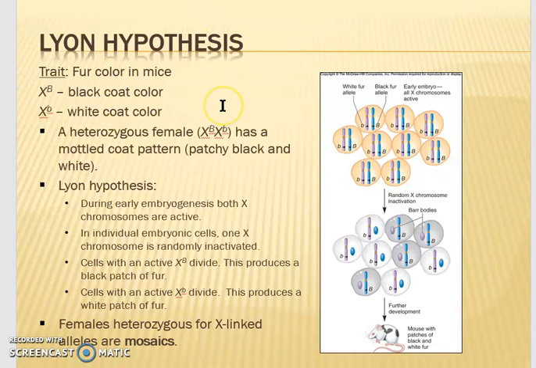Okay, so looking further into the Lyon hypothesis, she was looking at black coat color and white coat color in mice. Her hypothesis said that during embryogenesis, both X chromosomes are active. And also, in an individual embryonic cell, one X chromosome is randomly inactivated. So females heterozygous for X-linked alleles are mosaics, which means that they'll display this neat pattern here with patches of different colored fur.